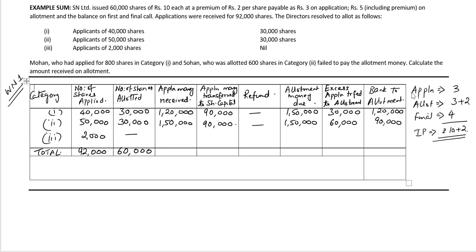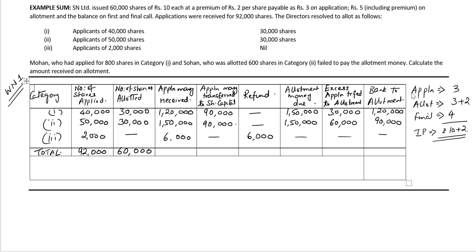And the final category, rejection. Application money received is 2,000 shares multiplied by 3 rupees per share, which is 6,000 rupees. There will be no application money transferred to share capital and the refund amount is 6,000 rupees. All the other columns are nil.